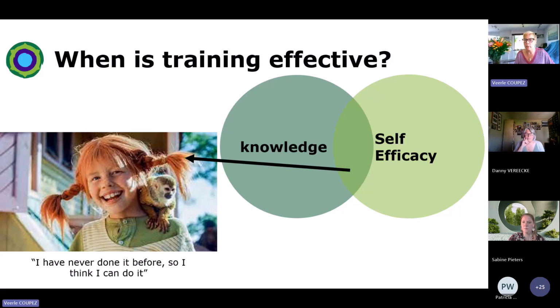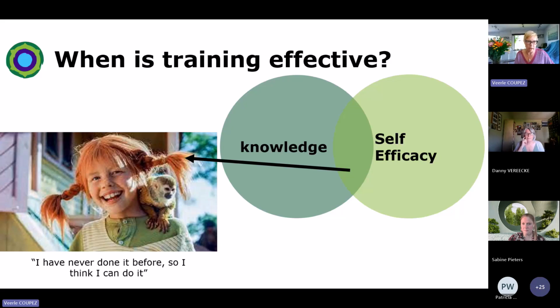Why is training not always effective? Research shows that knowledge is important, but self-efficacy is the key to bring knowledge really into the workplace. What is self-efficacy? It's that feeling of confidence, a feeling of, yes, I can. In our project, we use the figure of Pippi Longstocking, who says, I have never done it before, so I think I can do it. And that's a feeling you really have to install during your training and during your coaching into nurses.